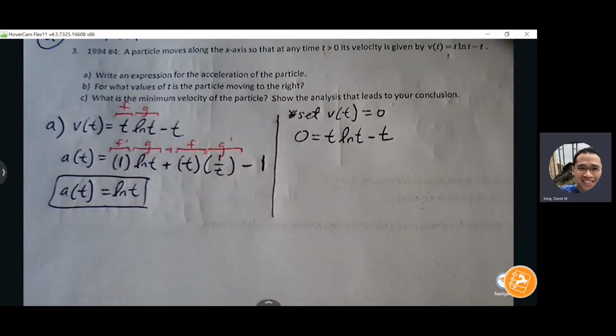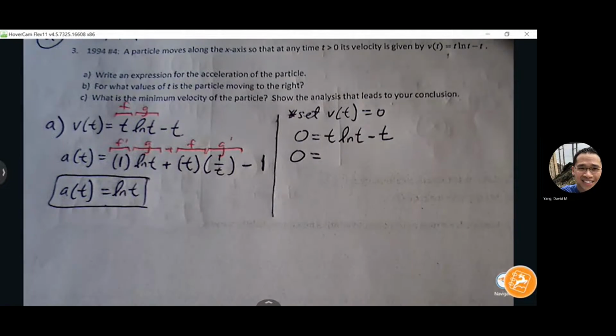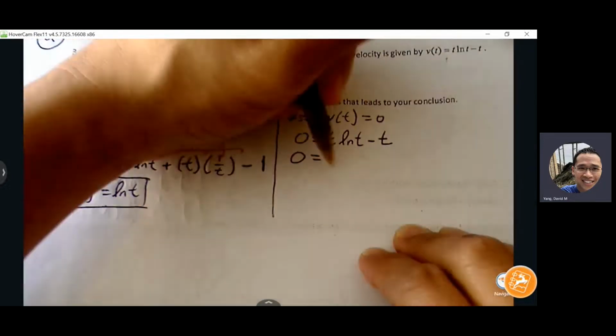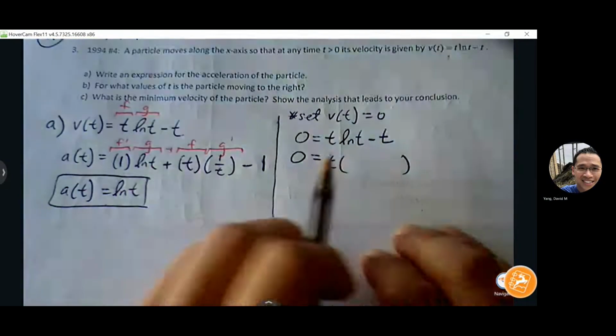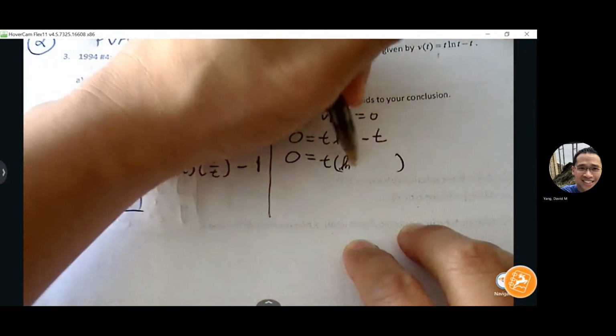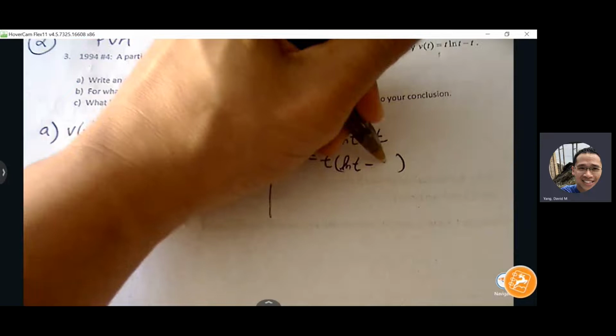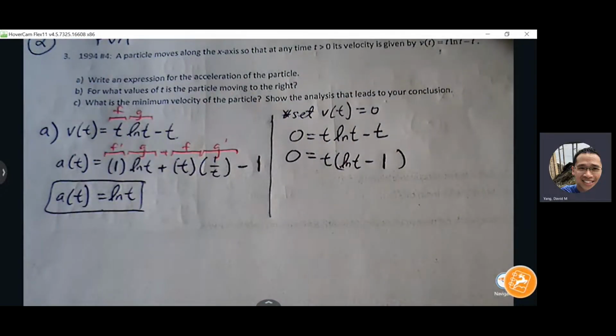All right, so I set velocity equal to 0, 0 equals t ln t minus t. Algebraically, how would you get to the point where you can solve for t? What can we do? Factor, right? GCF is t, so that means I'm dividing t from both these terms. So if I divide this first term by t, I'm left with natural log of t. If I divide t by t, I get 1. Okay, I got factor form. Set both parts equal to 0.